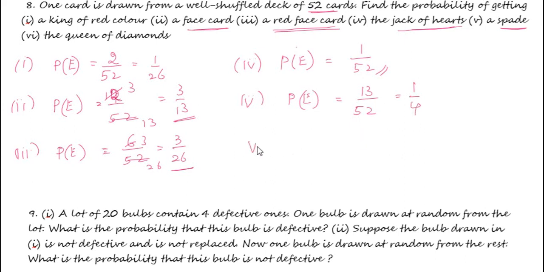The last one says Queen of Diamonds. There is only one Queen of Diamonds in the entire set. There are 4 queens belonging to different types of cards, but Queen of Diamond is only one. So the probability is 1 divided by 52.